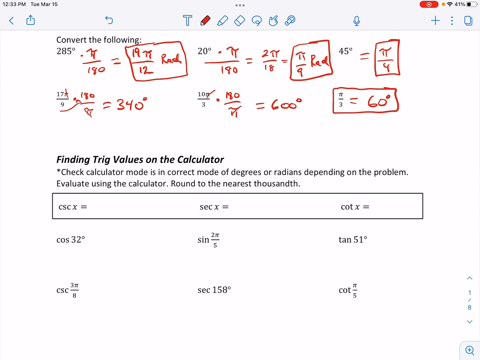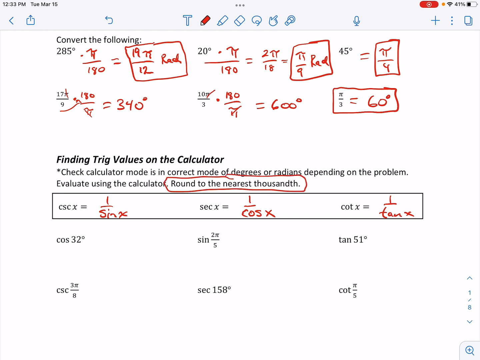Okay, sometimes you have angles that are not on the unit circle, and in that case, you want to evaluate them, just use your calculator. You don't have a cosecant, secant, or cotangent button on your calculator, so if those arise, cosecant will be 1 divided by sine of your angle. Secant is 1 divided by cosine, and cotangent is 1 divided by tangent. So each of these you just plug into the calculator and round them off to the nearest thousandth.